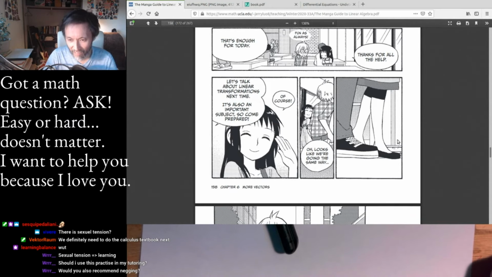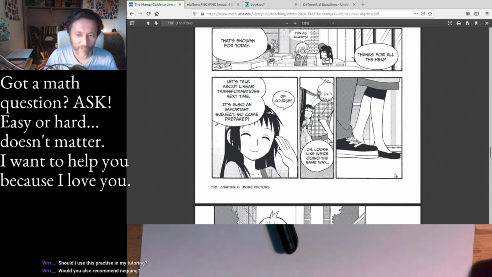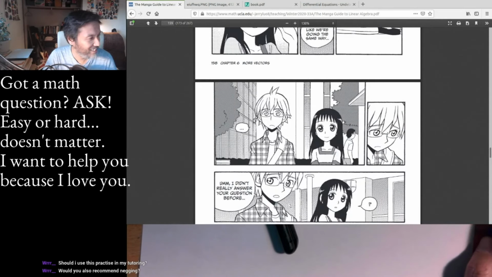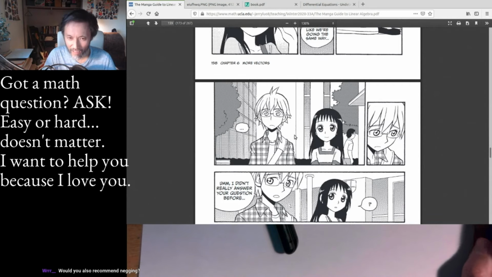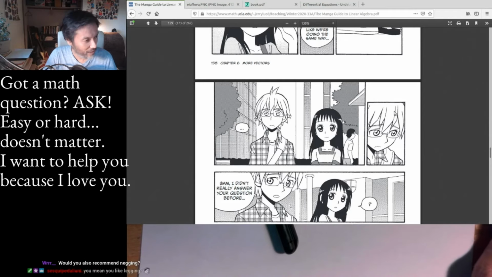Legs again. Legs. No, I don't recommend negging. Holy shit. Legs, though. Look at this. Beta male. Look at this, though. He doesn't know what to say. He's got a frog in his throat. Come on.